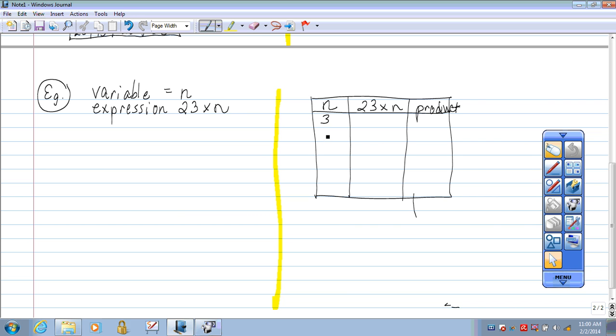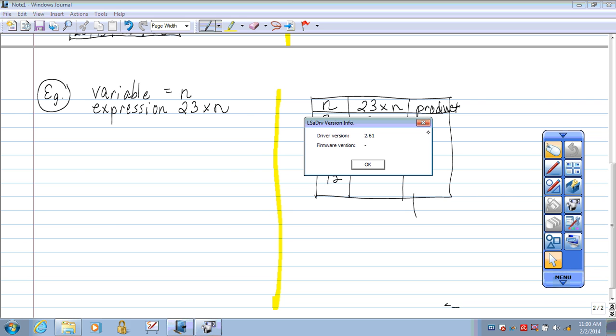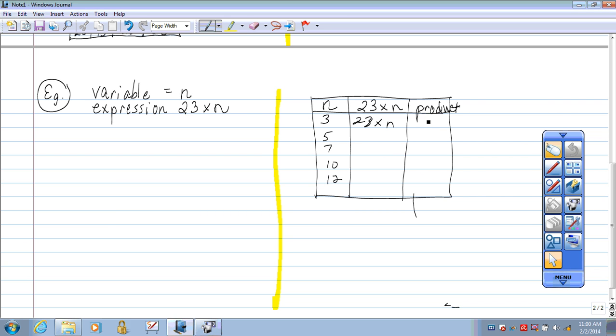You could call this the total, but you couldn't call it the sum anymore because it's the product. So let's say n is 3, or n is 5, or n is 7, or n is 10, or n is 12. Okay? 3 would be 23 times n. 23 times 3 would be 69. 23 times 5 would be 115. 23 times 7 would be 161.